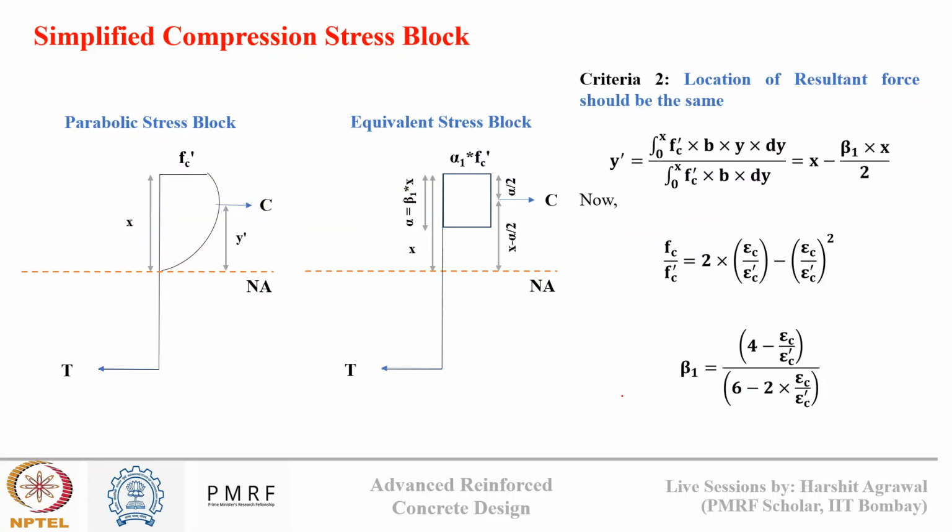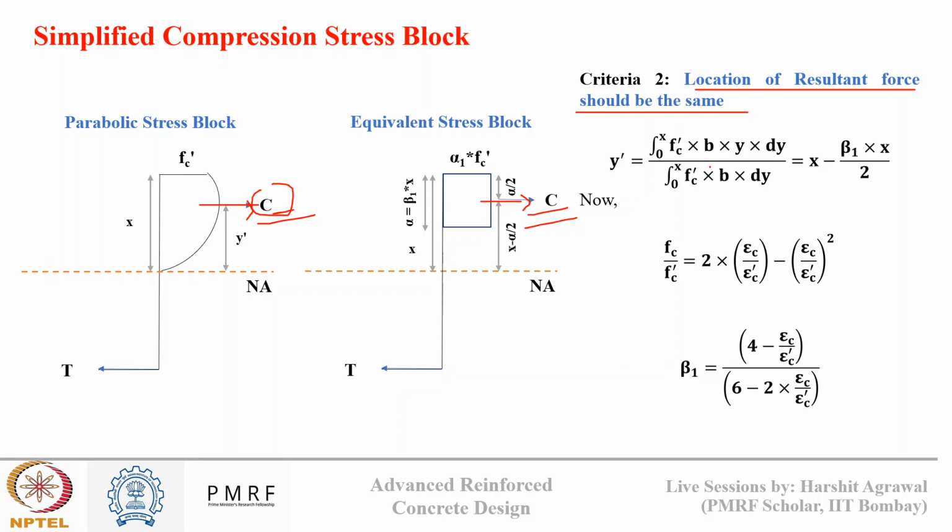Okay, now the second criteria is at what point this force is acting. That should also be the same. It should not be like the force is acting at some other point in this parabolic stress block, and in the equivalent one it has changed its distance from the neutral axis. The net force should be acting at the same distance from the neutral axis in both the cases. Okay, so the location of the resultant force should be the same.